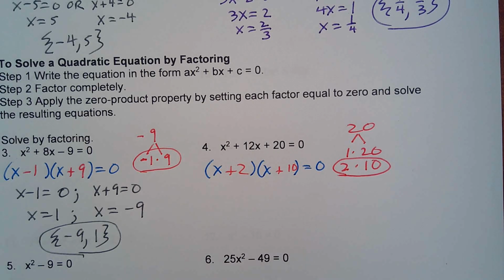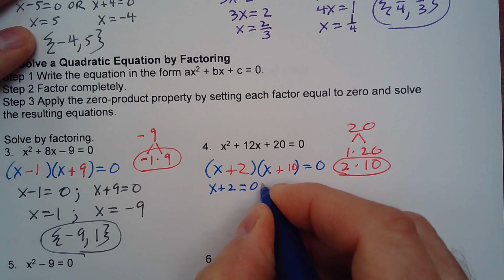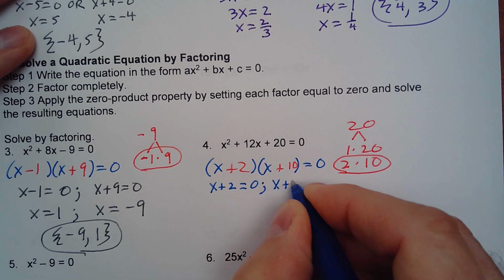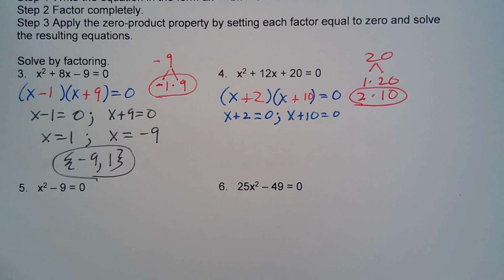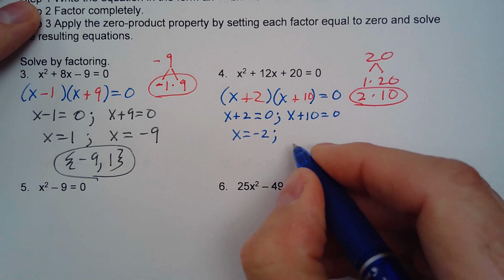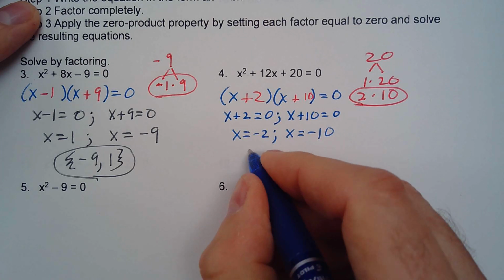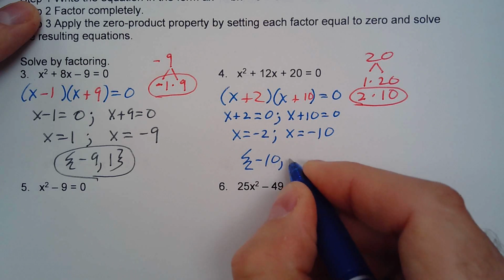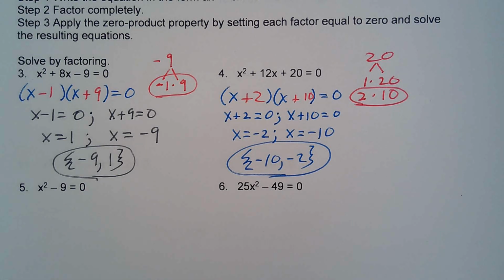Now use your zero factor property, set each one equal to 0 and solve. So on the first one, we'll need to subtract 2 from both sides. Second one, we need to subtract 10 from both sides. So that's our two answers. And I typically write these from smallest to largest. That's why I'm writing the negative 10 first. It shouldn't matter which order you put those answers in. It should take them either way.